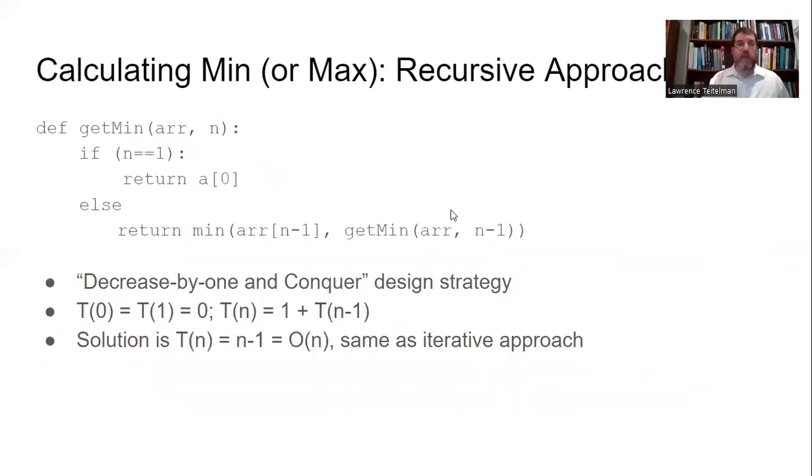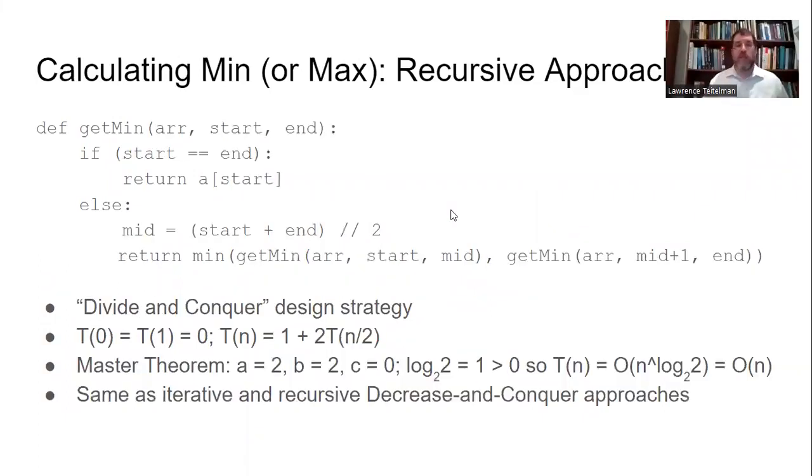Okay, in the previous example, how much of the problem are we getting rid of at each step? One element. What are we doing here? We're breaking the problem into 2 equal parts, right? We're solving each subpart, and then we're getting the min of those 2. Okay, so this is actually divide and conquer.